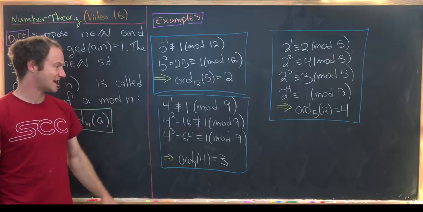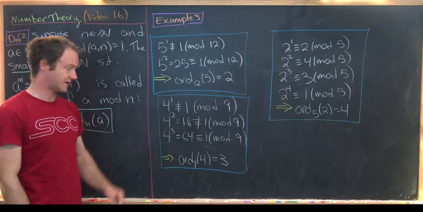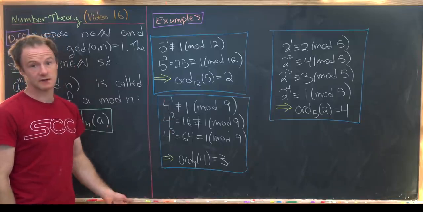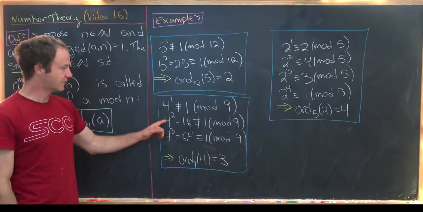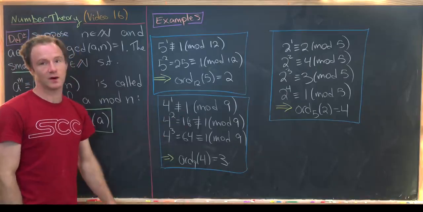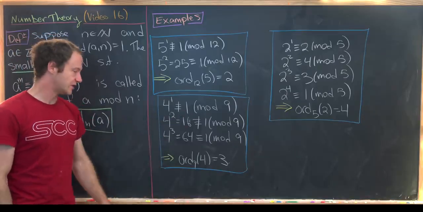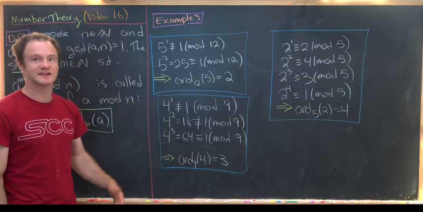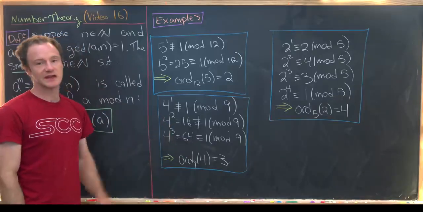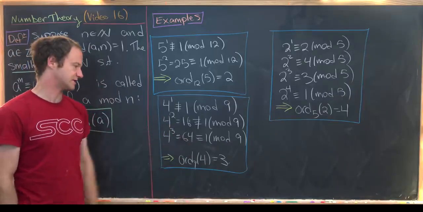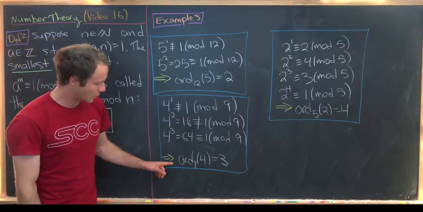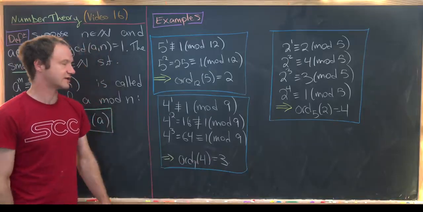Then we can do the same kind of thing, mod 9, with the number 4. So 4 to the 1 is equal to 4, which is not 1 mod 9. 4 squared is 16, which is 7 mod 9, not 1. And then 4 cubed is equal to 64, but that's 1 more than 63, so that is 1 mod 9. So 3 is the smallest exponent that will give us 1 mod 9 when we put it in the exponent of 4. In other words, the order of 4 mod 9 is 3.